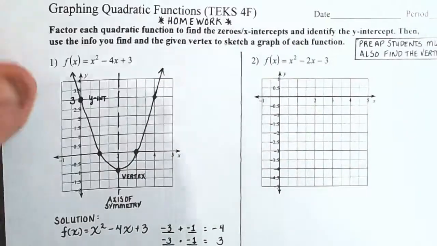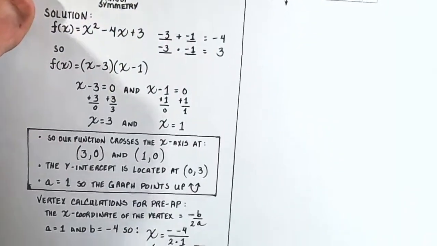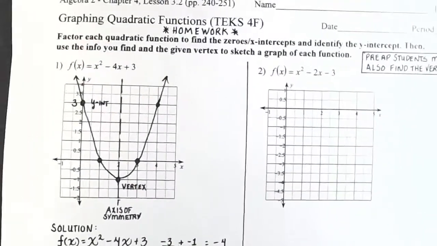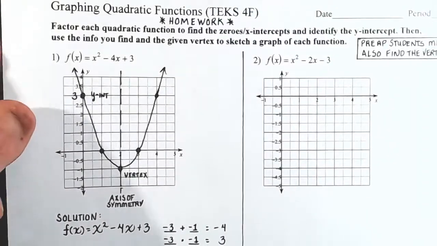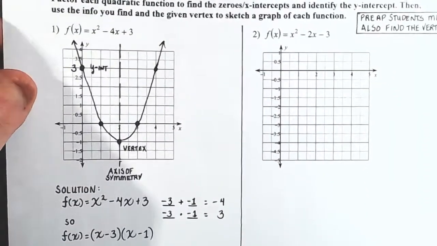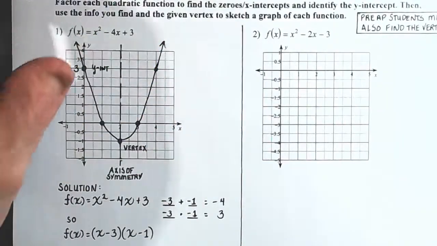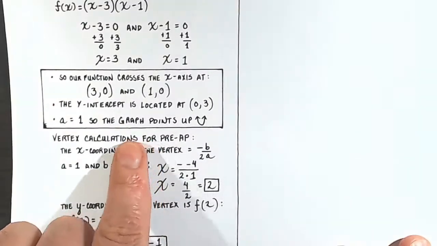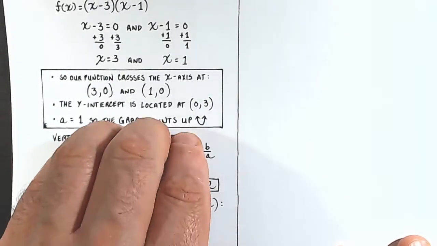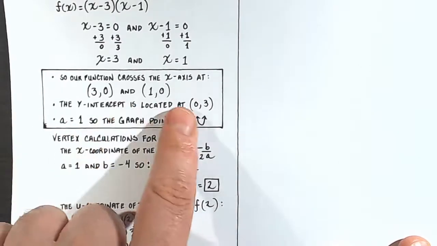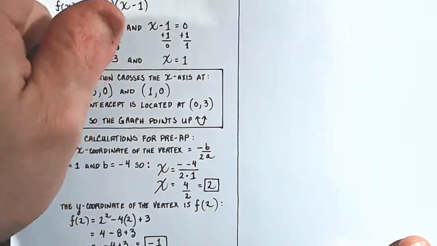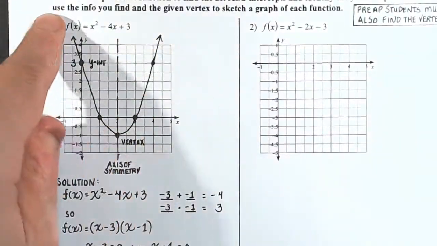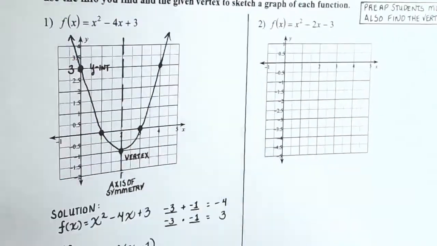I want you to watch what I'm doing and glance down at the notes so you can see how I'm coming up with everything that's written here. Because for my students who are not in pre-AP classes, you're going to do everything you see, all of this stuff, down to the place where it says vertex calculations for pre-AP. You won't do anything below this, but you will do everything from this box up, including plotting the points and drawing in the graph. Okay?